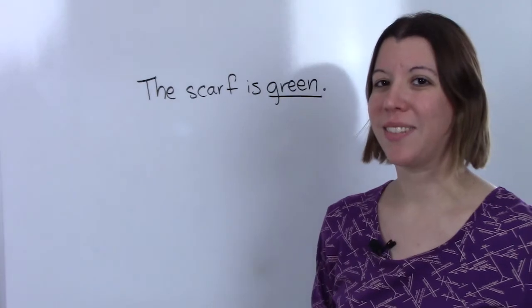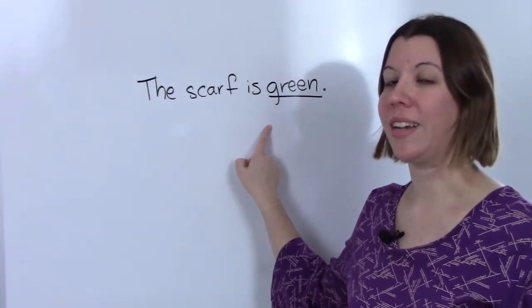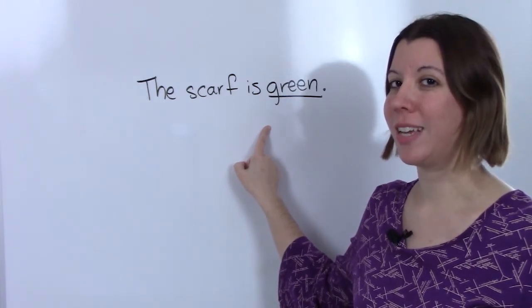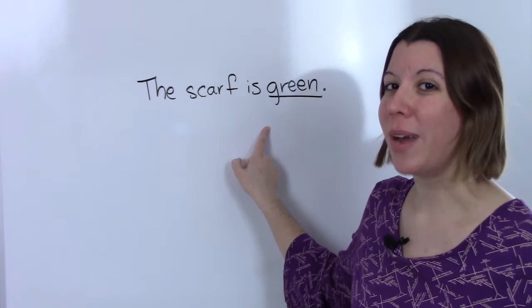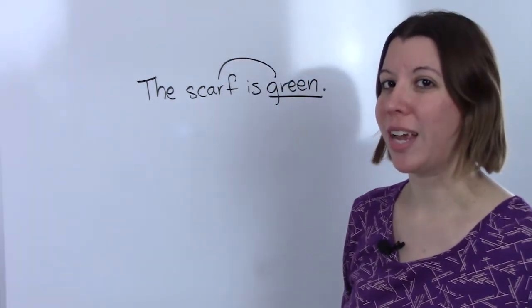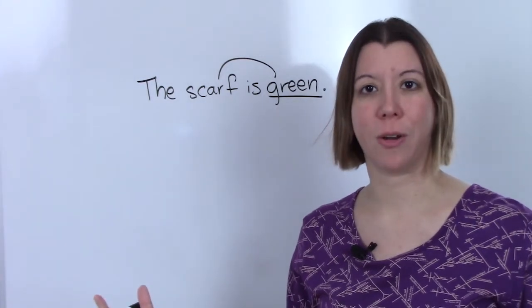Here's your first sentence of the game. The scarf is green. Is green an attributive or a predicate adjective? Green is a predicate adjective because it connects to the subject. It describes the color of that subject, scarf.